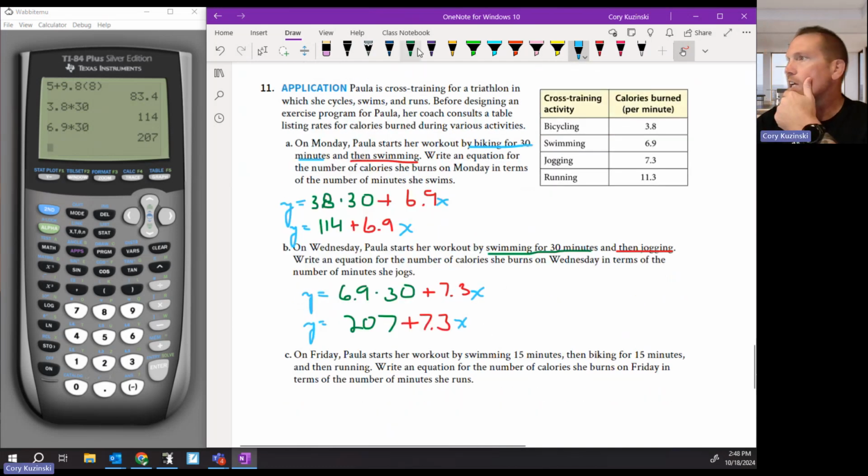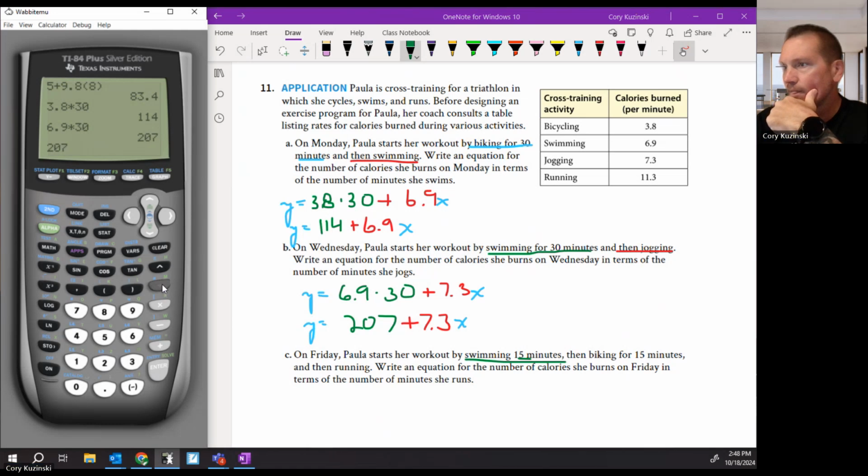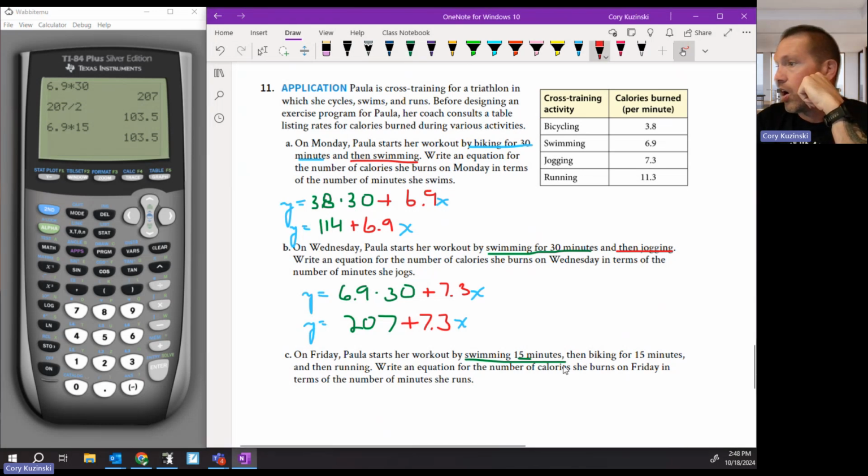Friday, she starts her workout with 15 minutes of swimming, so half as much swimming. So couldn't we just do half of 207? Also known as 6.9 times 15. Yeah, there we go. And then biking. Oh wow. And then biking for 15 minutes, then running. Oh, there's a lot going on here. Okay. Well, let's do this then.